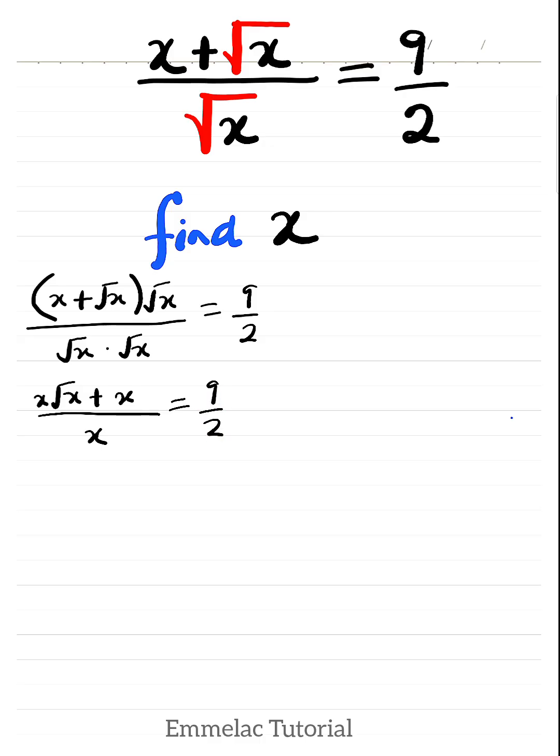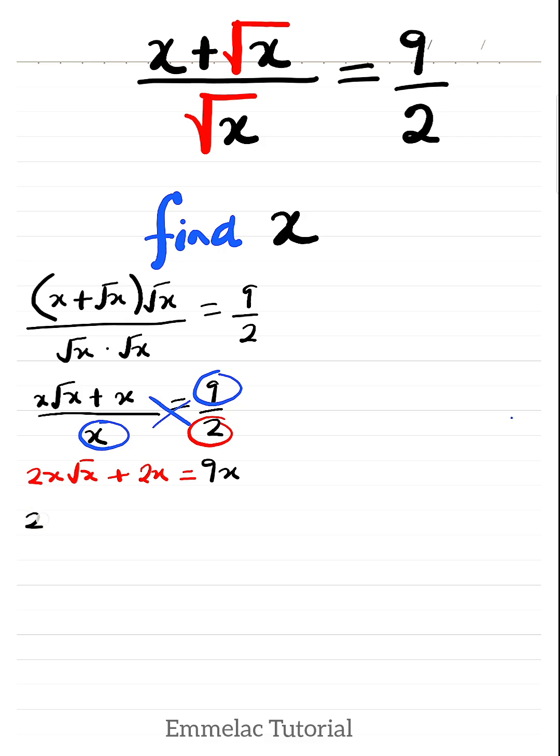Alright, so the next thing we need to do here is to cross multiply, and by cross multiplying, the first thing we just need to observe here is that 2 multiplies through the numerator, giving us 2x root x, then plus 2x, then equals, in the same vein, x here multiplies through 9, giving us 9x. Alright, so let us subtract 9x from both sides.